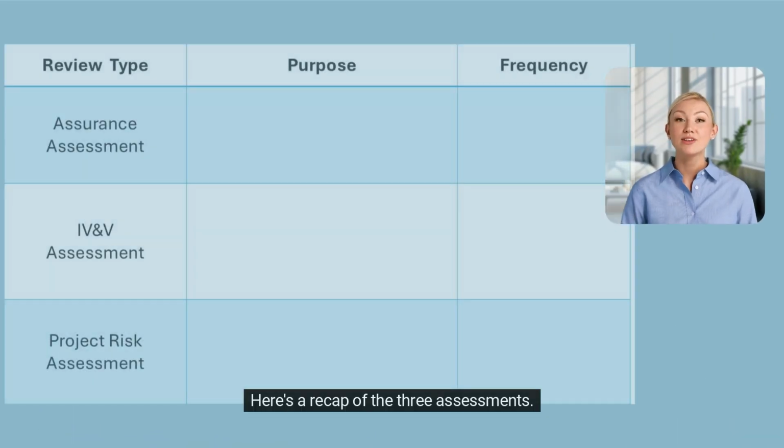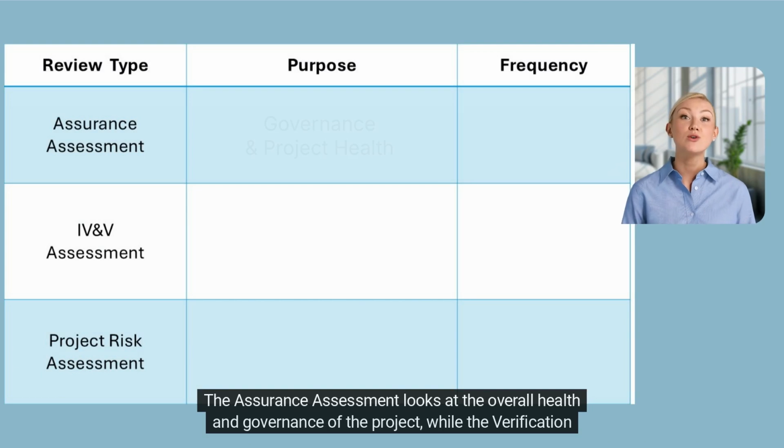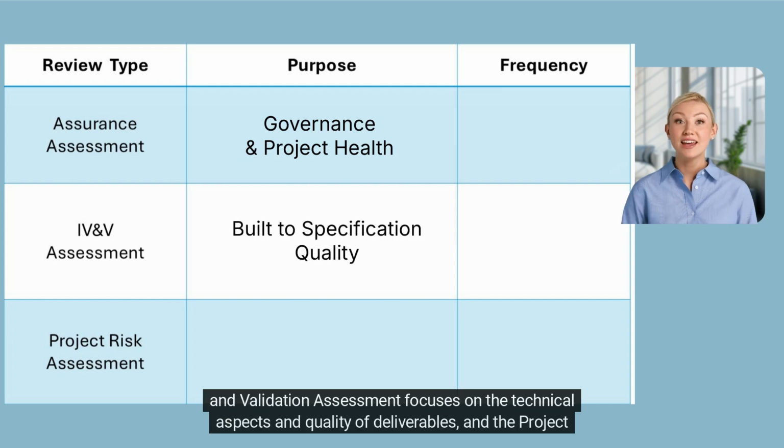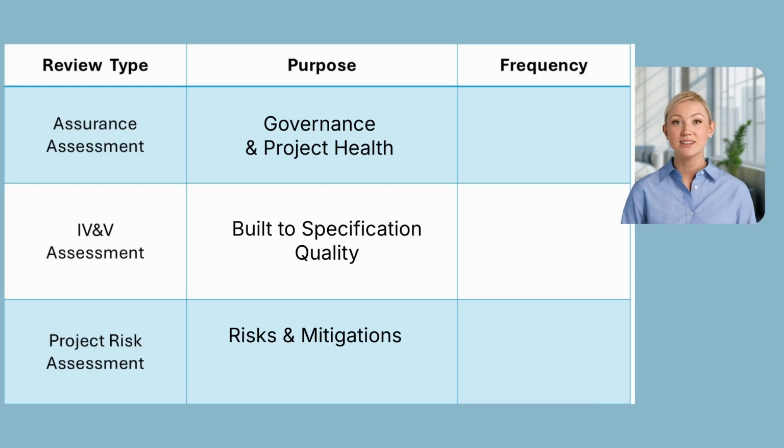Here's a recap of the 3 assessments. The Assurance Assessment looks at the overall health and governance of the project, while the Verification and Validation Assessment focuses on the technical aspects and quality of deliverables, and the Project Risk Assessment zeroes in on identifying and mitigating risks.